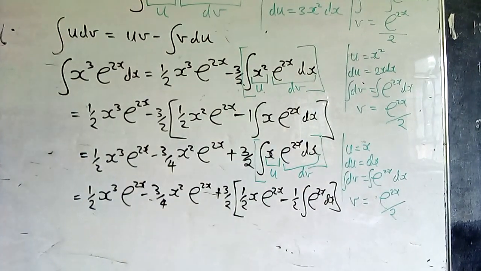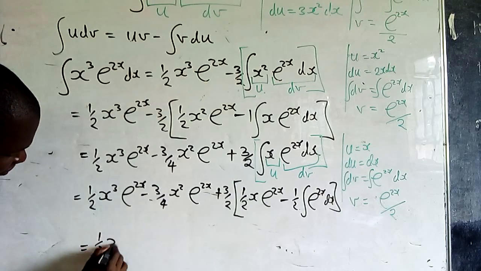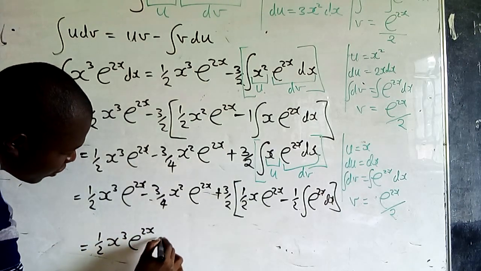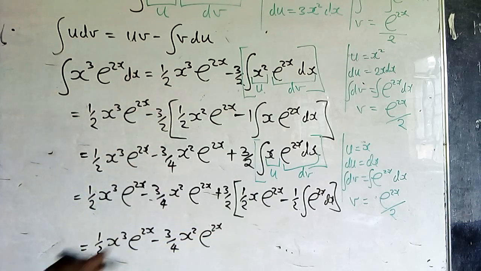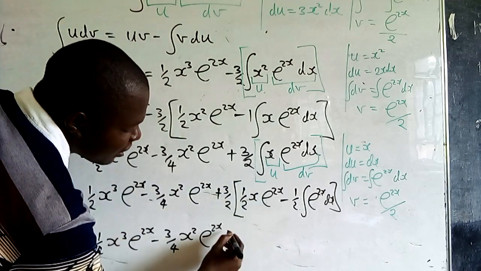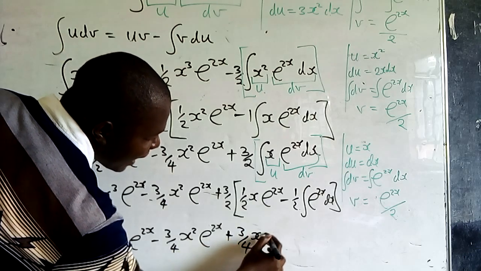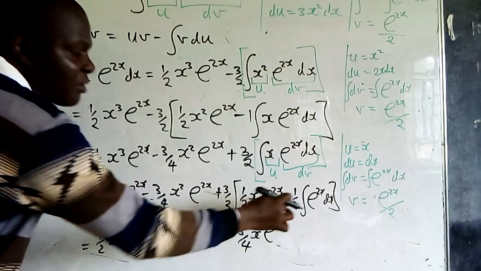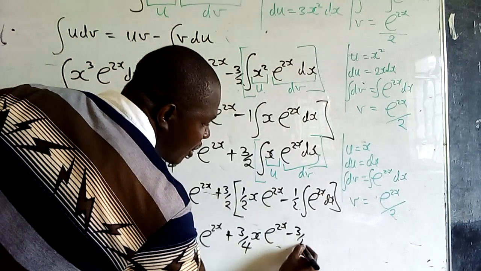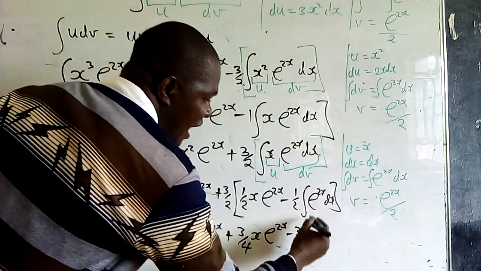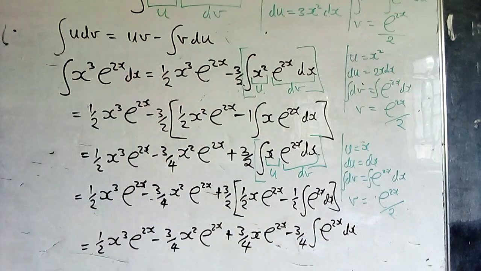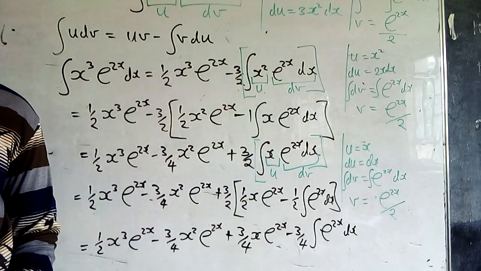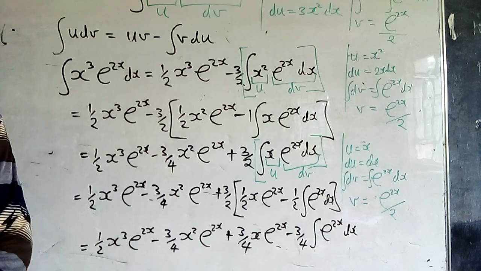So if you open that bracket, what do you get? Here we have a half x cubed exponential 2x minus 3 over 4 x squared exponential 2x then plus 3 over 2 times, you get plus 3 over 4 x exponential 2x plus 3 over 2 times negative a half, negative 3 over 4, then inside you now have the integral of exponential 2x dx, isn't it? So you see, this is no longer integration by parts, isn't it? That is now an integral of an exponential function alone, isn't it?